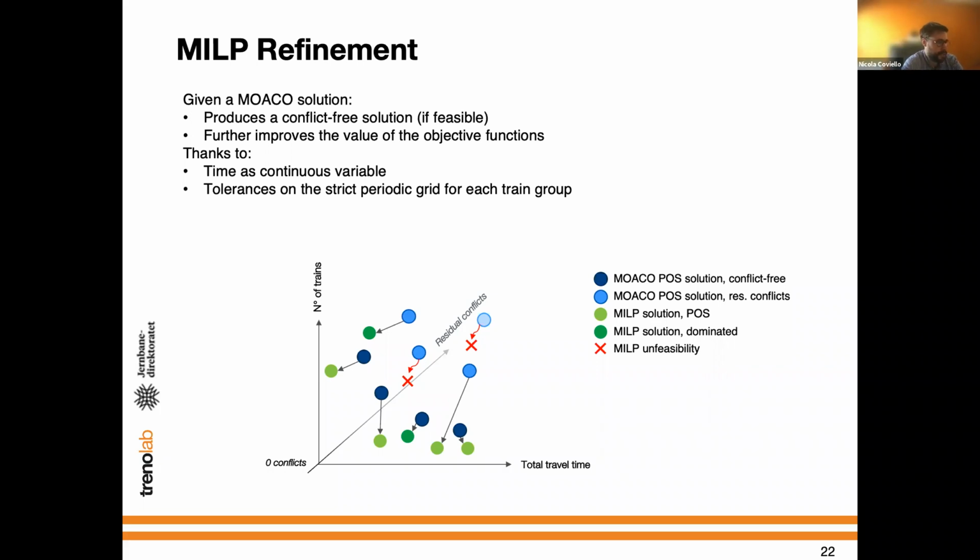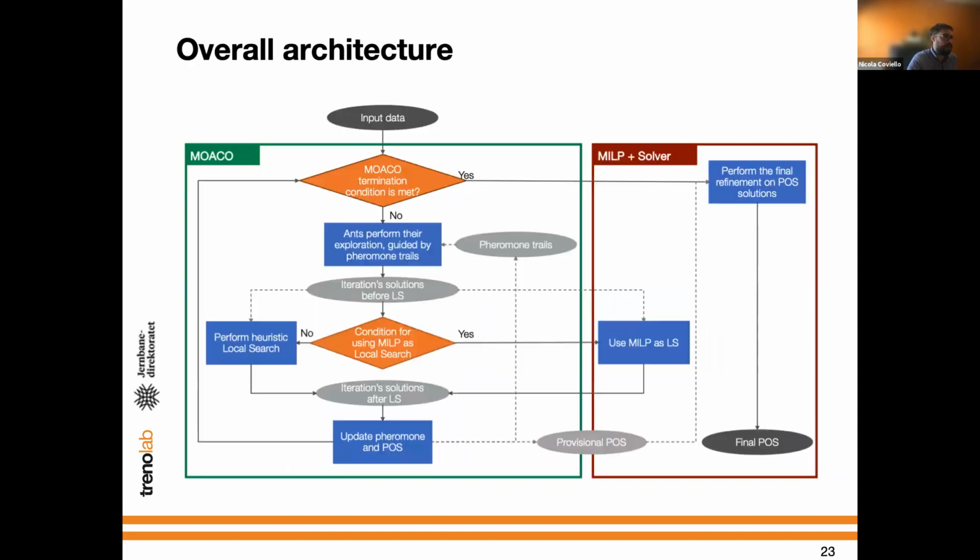The MELT formulation actually exploits these grid tolerances, let's say. So in order to conclude this overview about the multi-objective ant colony optimization algorithm, I will show you the overall architecture of the algorithm framework. Basically we have two parts, one relevant to the ant colony optimization algorithm and the other relevant to the MELT formulation, which is solved by a commercial solver. In our case, we are using Gurobi.